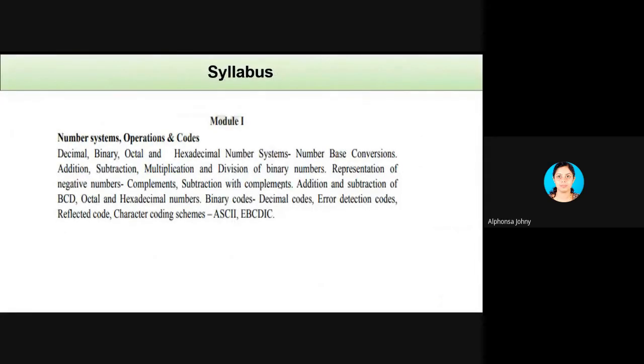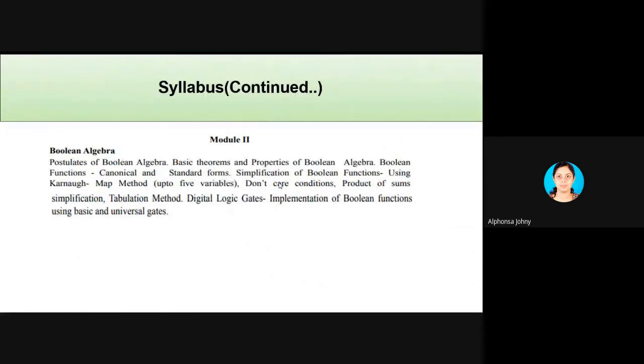Next is the syllabus. Module 1 is arranged in such a way that students will attain the course outcome 1. So module 1 is all about the discussion of different number systems, to and fro conversion from one number system to another, binary addition, subtraction, etc. The next is module 2. It concentrates on Boolean algebra, simplification of Boolean expressions, implementation of Boolean function using basic and universal gates, etc. I'm giving only a quick overview of modules. We will study it in detail in the forthcoming videos.